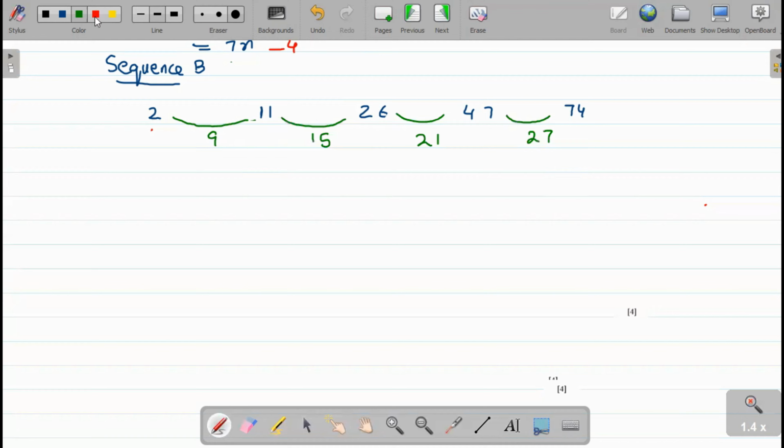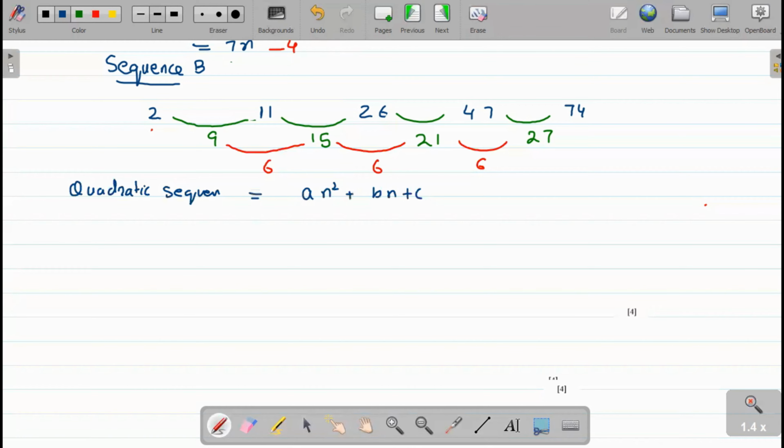Now we check the second difference. In the second difference, you see here 15 minus 9 is 6, 21 minus 15 is 6, and 27 minus 21 is 6. Therefore, this is a quadratic sequence. Now we can write it, this is a quadratic sequence. In a quadratic sequence, the nth term is in the form an square plus bn plus c.